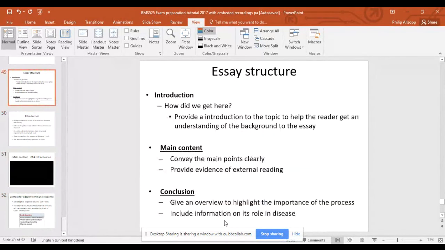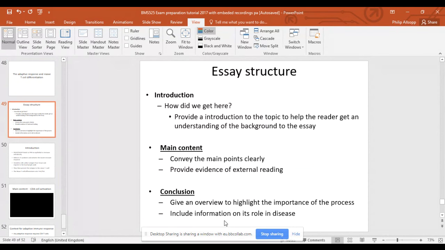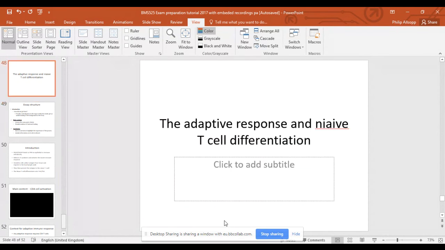Okay, and lastly, what I'm going to cover is the type of introduction and context that you would provide for a question that focuses on naive T cell differentiation. So this is the differentiation of a naive T cell into either Th1, Th2, Th17, or Treg.